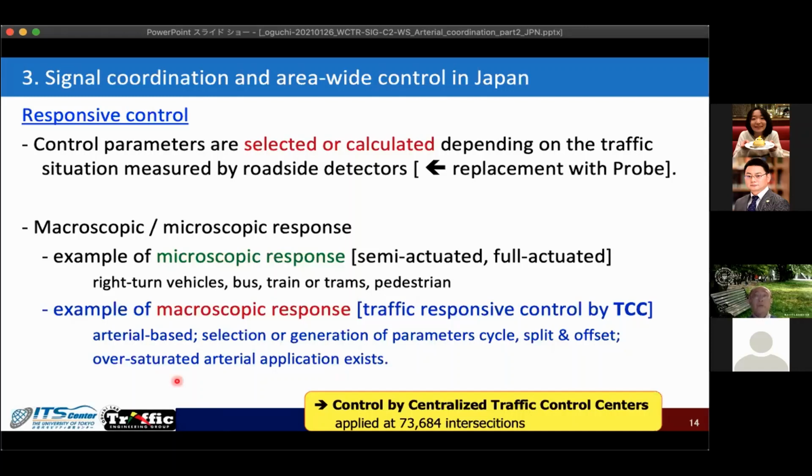Actually, to tell the history of Japan, the reason why we started to introduce the traffic control center in the heart of Tokyo, Ginza, was to try to alleviate the traffic congestion. So the development of the control system in Japan was basically pushed by such serious congestion issues. At this moment, more than 70,000 intersections are controlled with this macroscopic responsive control scheme.